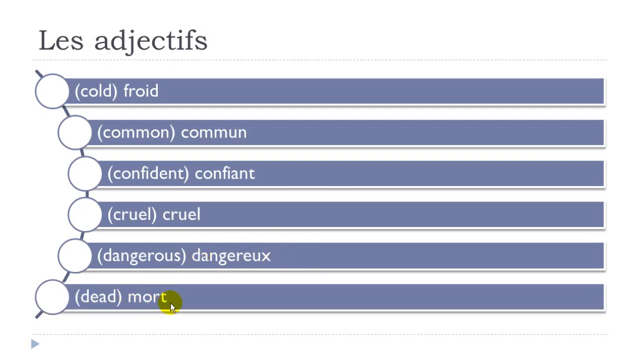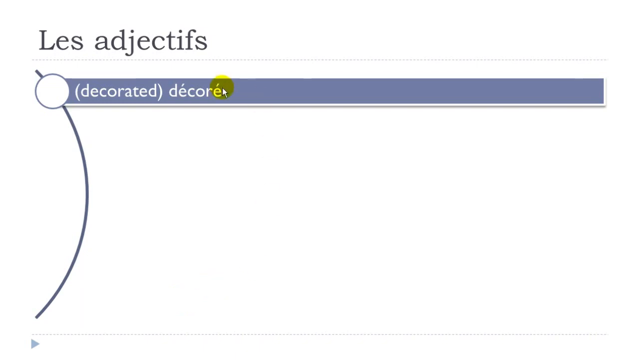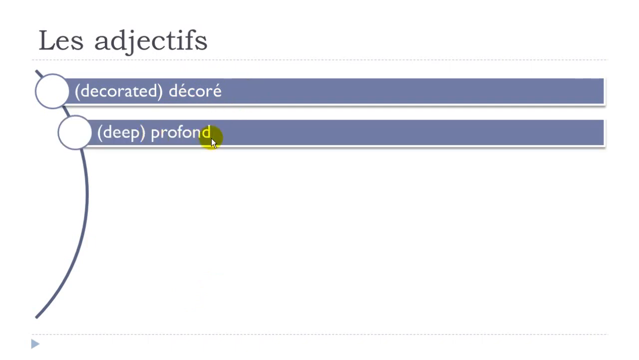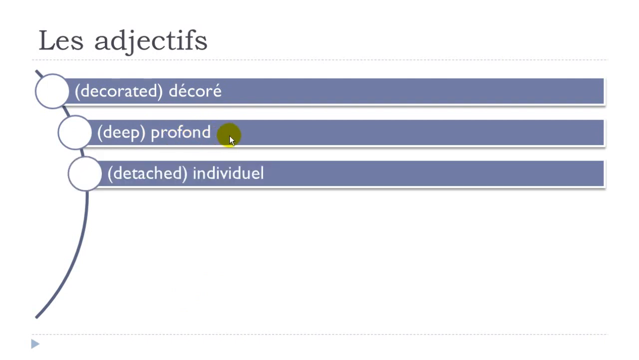Mort. Final T not pronounced. O-R, or. Mort. Décoré. Okay, so E accent aigu, E accent aigu, E, décoré. Profond. Final D not pronounced. O-N, on. Profond. Individuel.